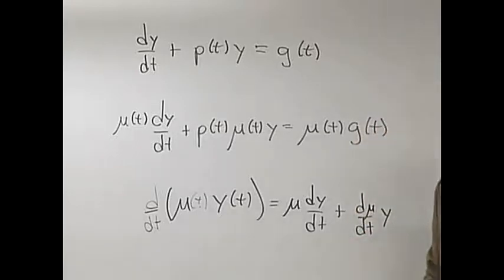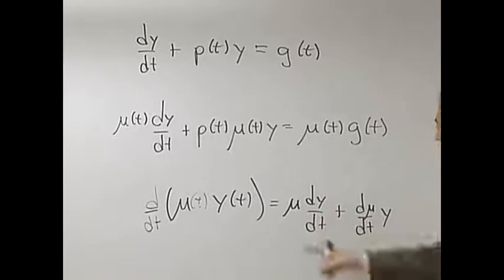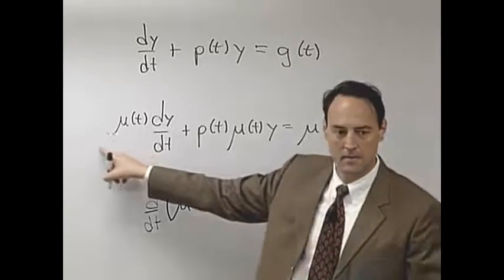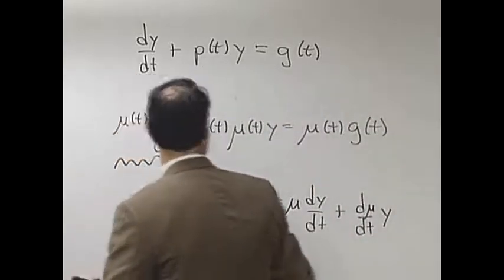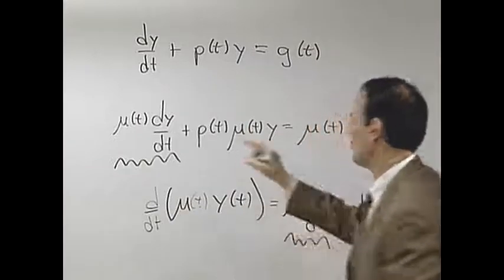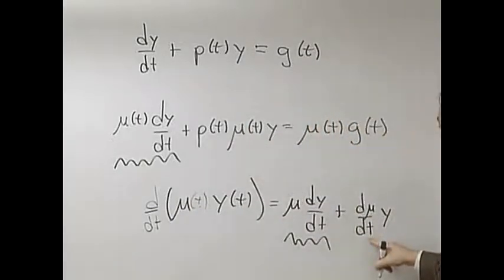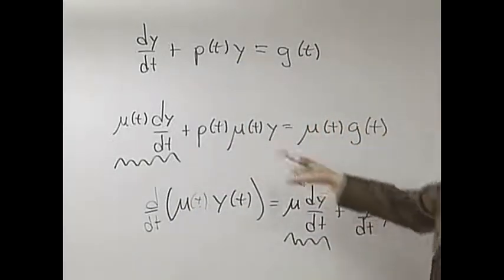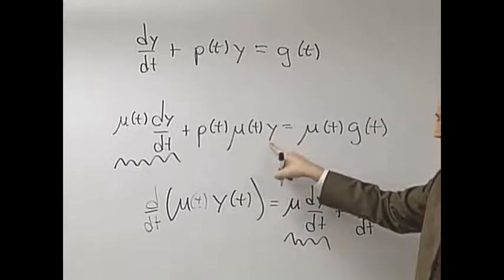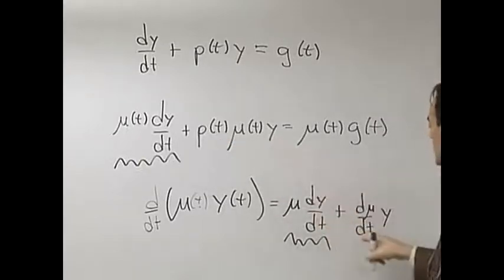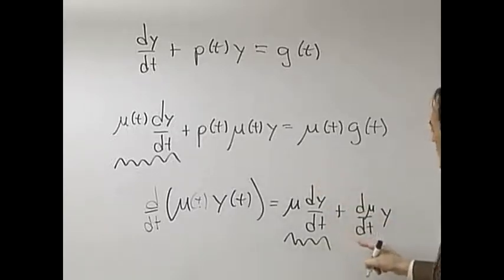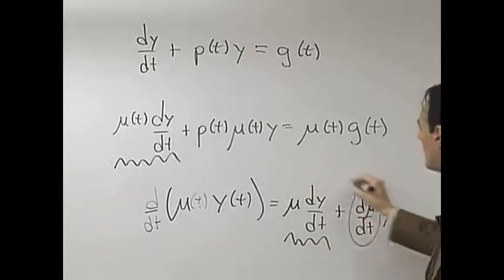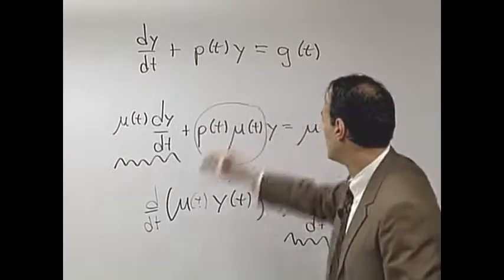Right? Simple. Now, here's the observation I want to make. Mu dy/dt. Hey, isn't that what I got right there? So that's good. I'm going to do a little Charlie Brown squiggle on there. These two match up. This is d mu/dt times y. This is p of t times mu times y. So I have a y in both places. And these would be exactly the same if d mu/dt was equal to this p of t mu.